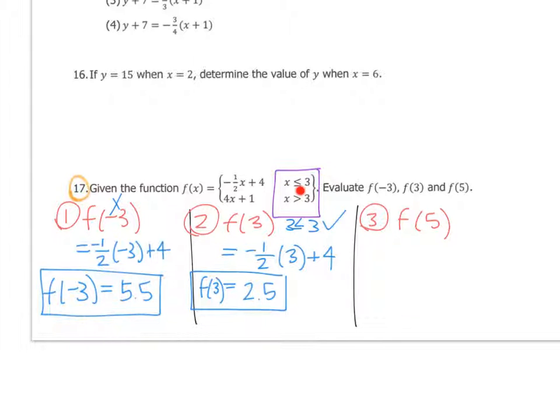5 less than or equal to 3. Not true. So I'm not using the first equation. Now let's just double check to see the second one. 5 greater than 3. Yes, that one's true. So now we have equals, and we're plugging into the second equation: 4 times 5 plus 1. So f of 5 is equal to 21.